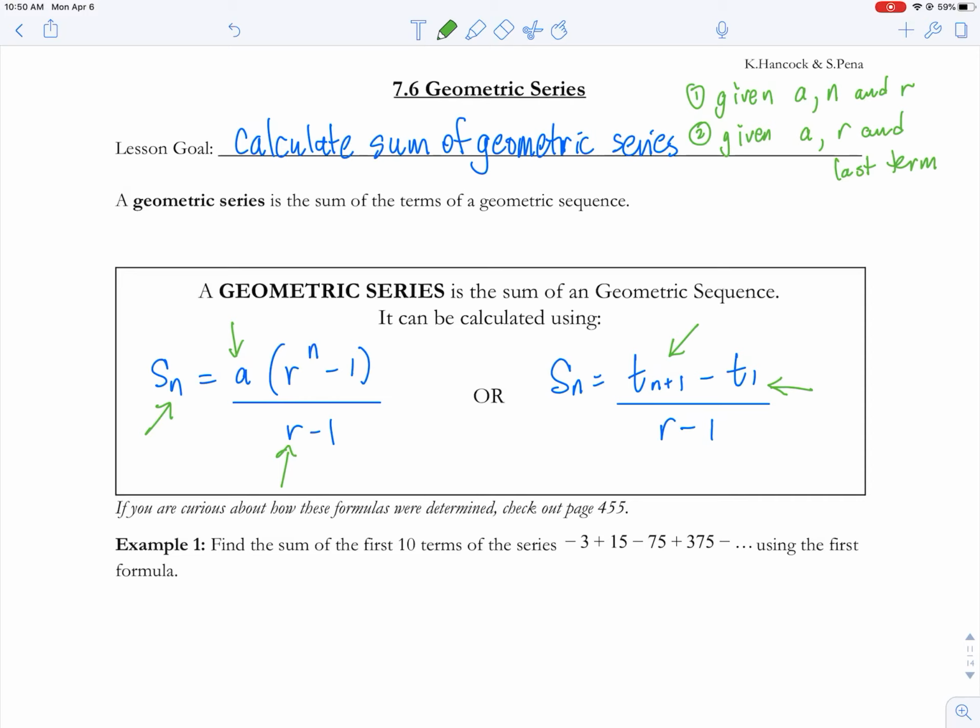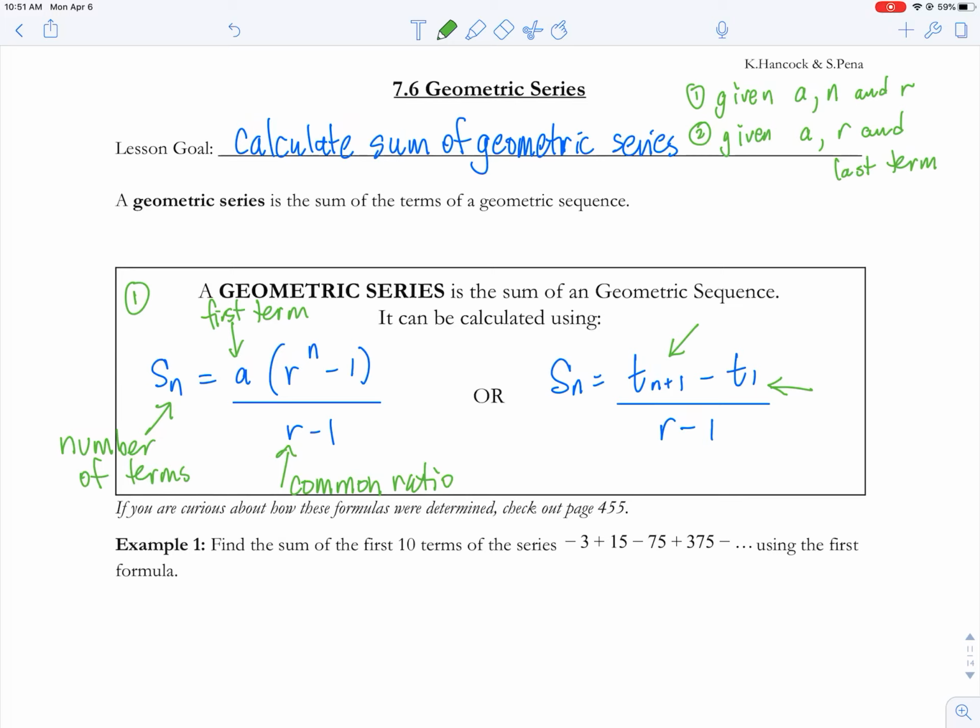So when we're looking at a geometric series, there's going to be two different formulas we're going to use depending on what they give us. And the first one is Sn, the sum of the first n terms, so n is our number of terms, is equal to A, that's the first term, times r to the n minus 1, close bracket, all over r minus 1, and that r is going to be our common ratio. So we're going to use that if we have a, r, and n.